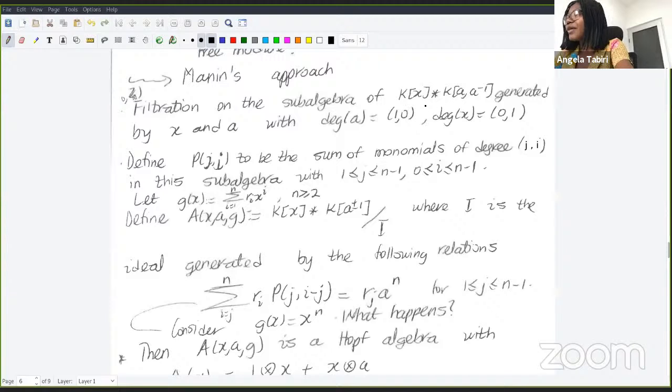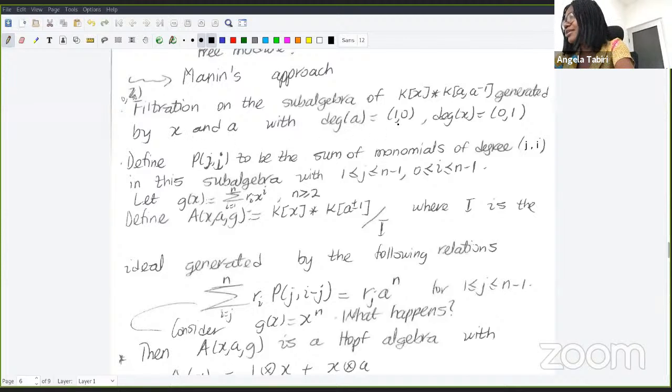Now we define this algebra, the free product of the polynomial algebra in X with the Laurent polynomial algebra in A. And we define a filtration on the subalgebra of this generated by X and A, because if you look at the relations we had above, the bad relations were between A and X. So we decided to split our proof into two parts: deal with A and X, deal with Y and B, bring them together, and you get a bigger Hopf algebra. So now we are concentrating just on A and X, and you define a filtration of the subalgebra generated by X and A.